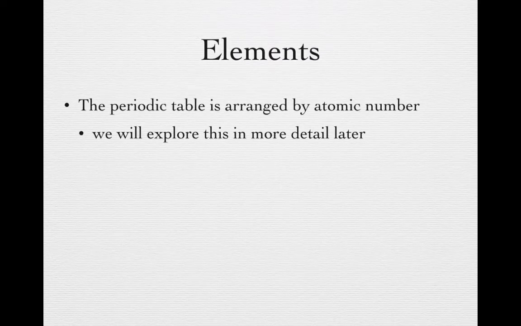Now if we look at the periodic table, we see that the periodic table is arranged from left to right, top to bottom, by atomic number. It's just something to note for now. We will explore this in quite a bit more detail a little bit later in the chapter.